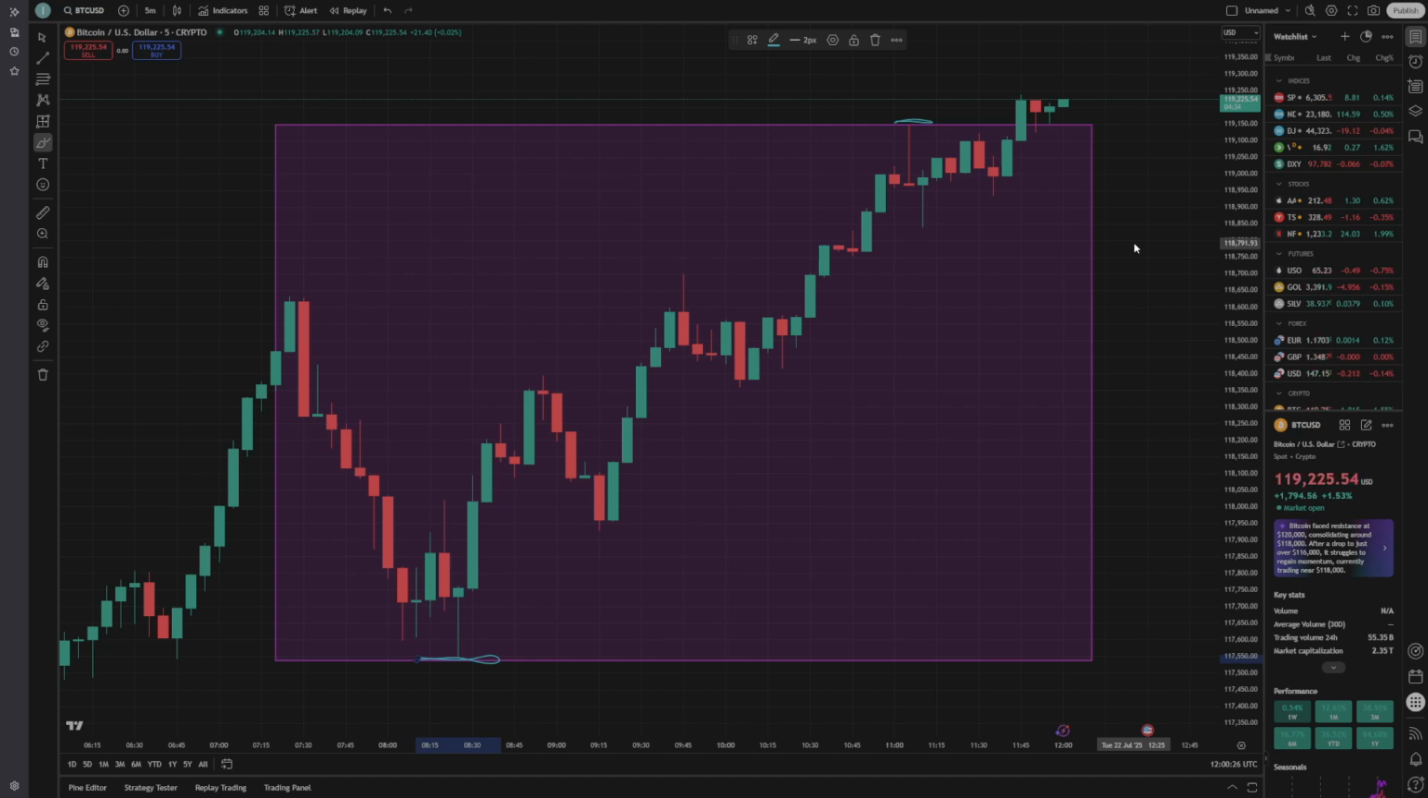Now let's look at what came next. Notice the next candle? It didn't fall back. It didn't reject. Instead, price stayed outside the box. It respected the breakout. That's your confirmation. That's your edge. This is the kind of moment you wait for. A clean, controlled breakout with follow-through.